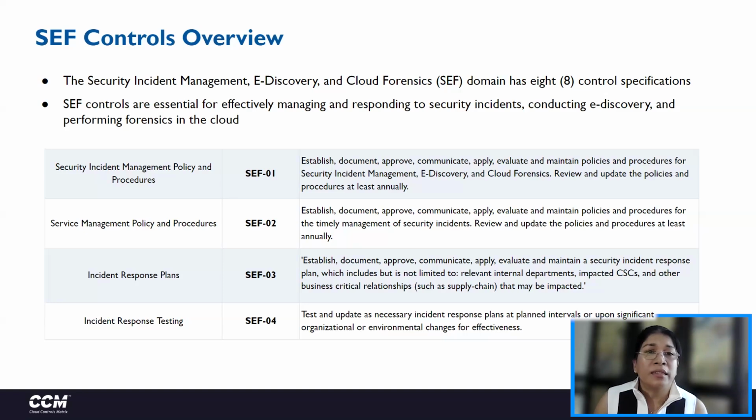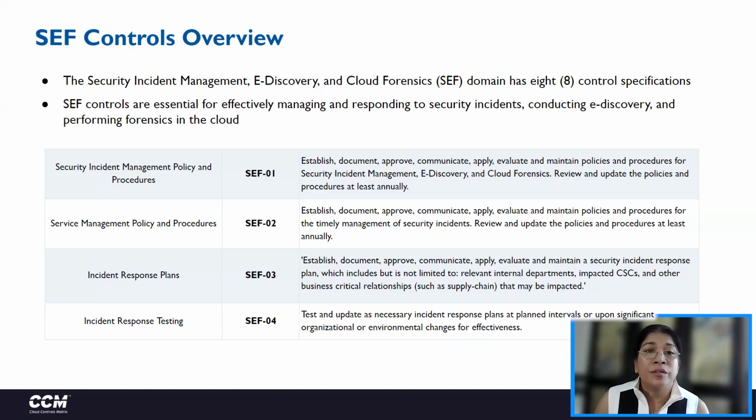So starting with the SCF-01 control, the security incident management policy and procedures help organizations with establishing, documenting, approving, communicating, applying, evaluating, and maintaining their security incident management, e-discovery, and cloud forensics policies and procedures. The SCF-02 control, service management policy and procedures, covers policies and procedures for timely management of security incidents.